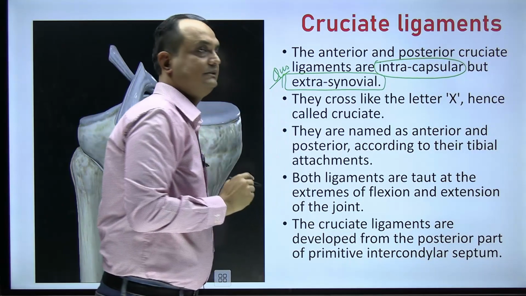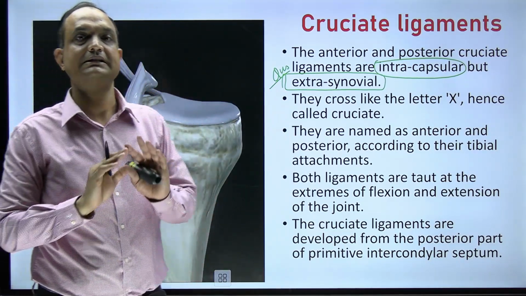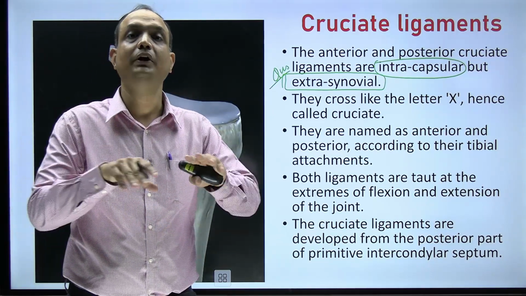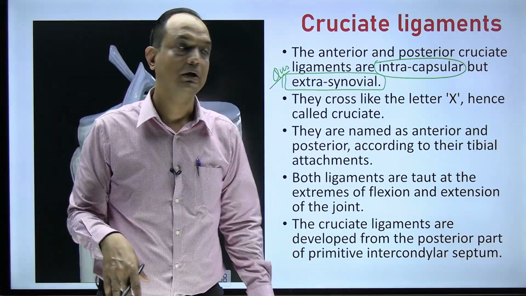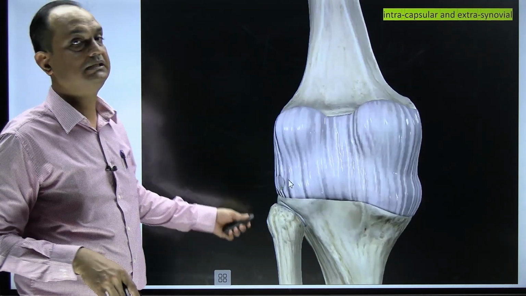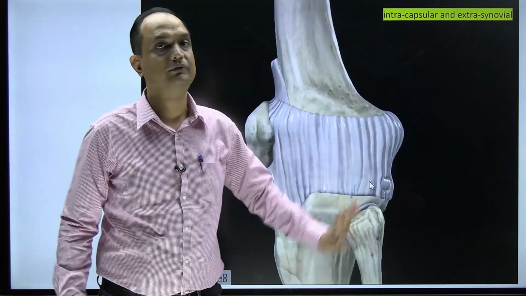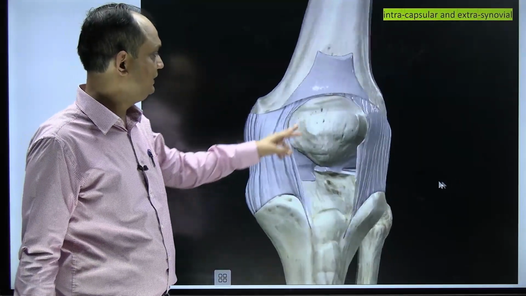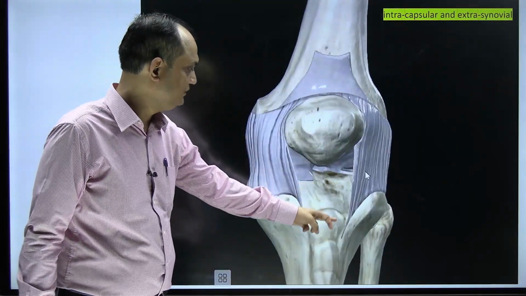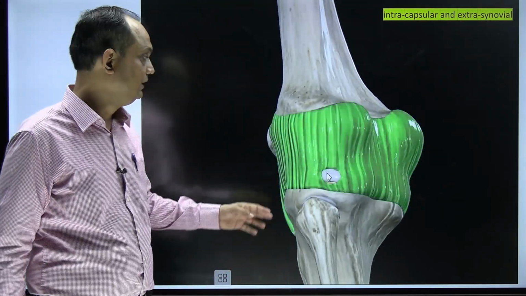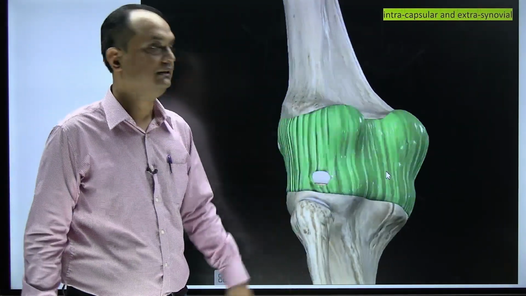The meaning of extrasynovial is that when you see the synovial cavity of your knee joint, they are not floating inside the synovial fluid. For that you can see this video clip. Here you can see that this is the capsule of the knee joint. Now we can see that this is the anterior deficiency of the capsule, which I already explained in the first part of the knee joint, and this is the posterior deficiency in the capsule.